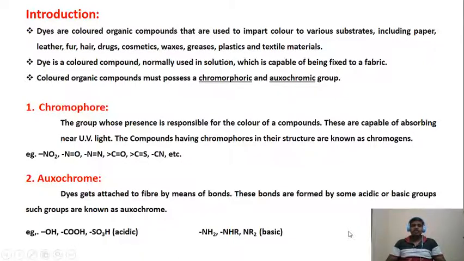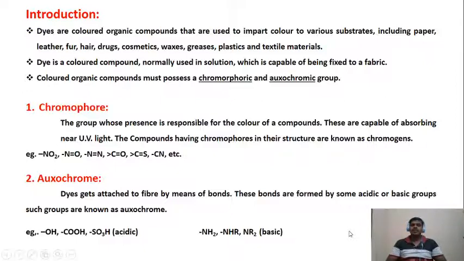The chromophoric group is the group which is responsible for the color of the compound. Why is the chromophore responsible for the color? Because it is capable of absorbing UV light. It absorbs the UV light and we see color in that particular compound. The compounds which show the presence of this chromophore in their structures are known as chromogens. They are called chromogens because the chromophoric group is present in those compounds.